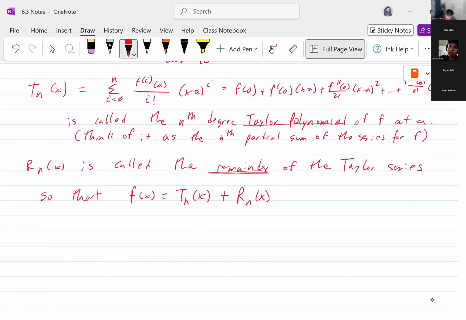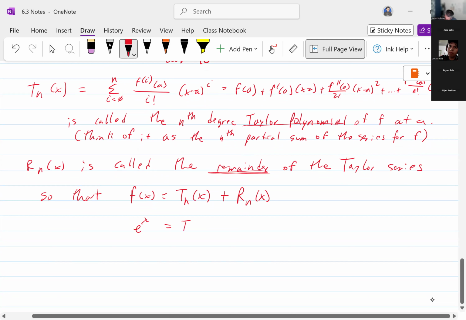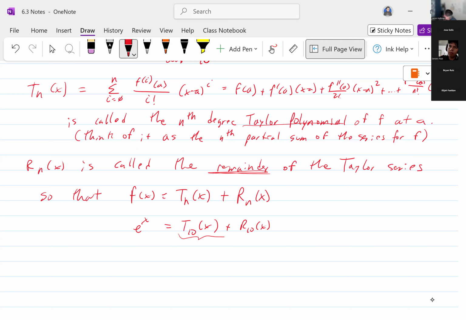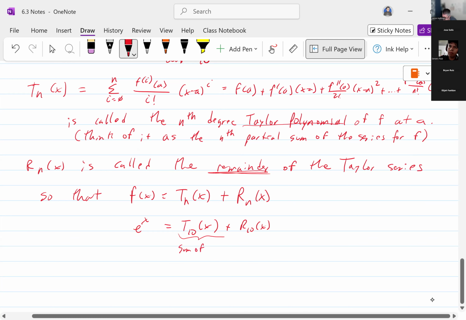So again, let's think of this in terms of, for instance, we would say that e to the x is equal to T sub 10 of x plus R sub 10 of x. And so this would be the sum of the first 10 terms. It actually is the sum of the first 11 terms, I should say, of the Maclaurin series. This would be the remainder, or the error on my estimate. That's the error on my estimate for what exactly e is.